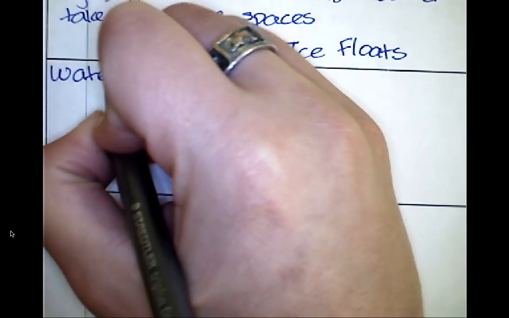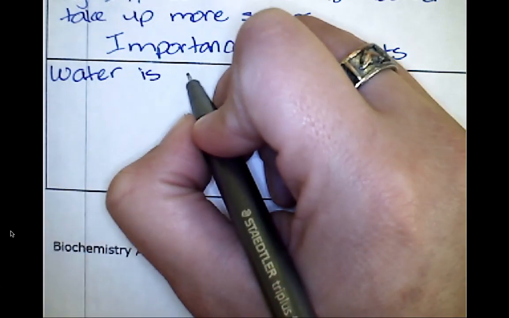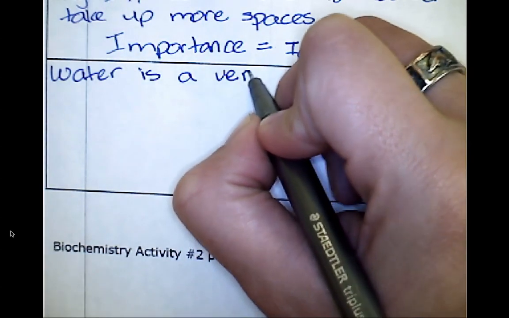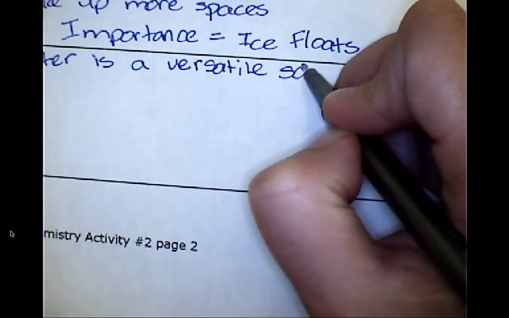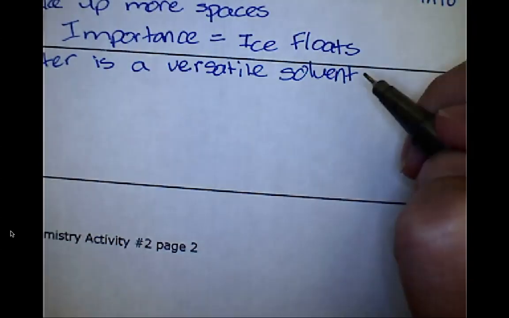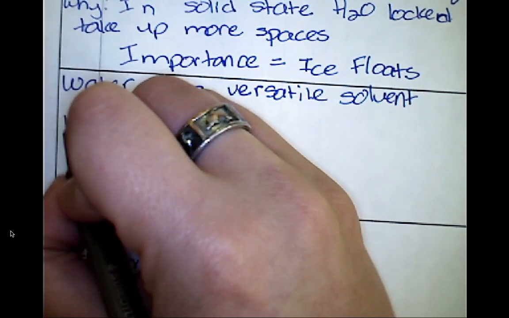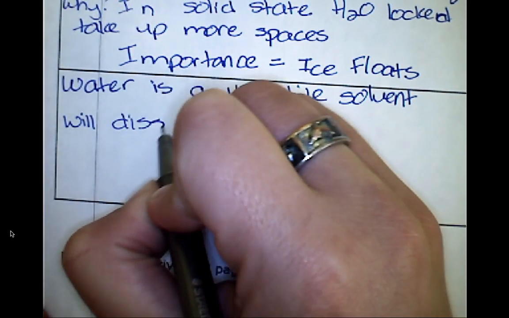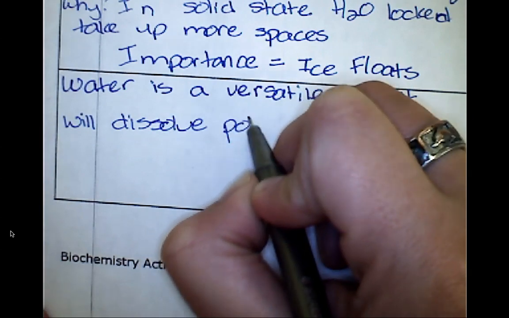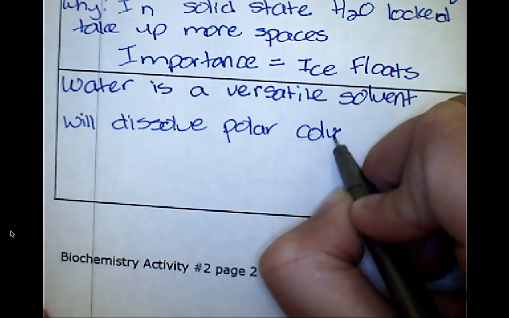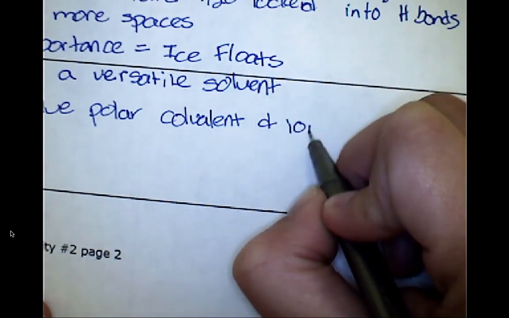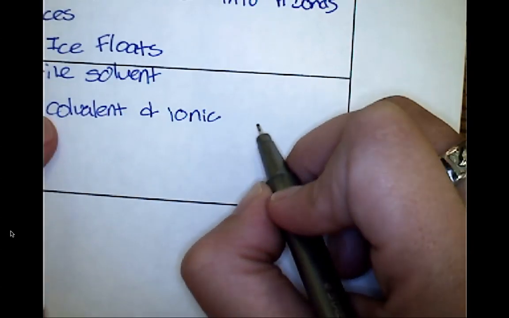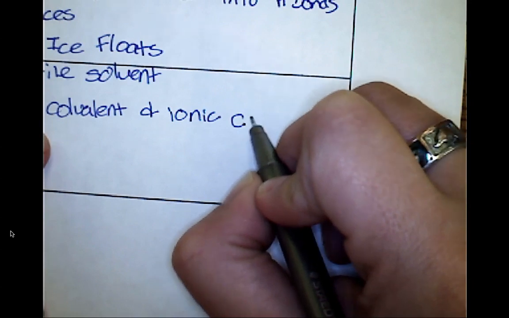And then the last one is that water is a versatile solvent. Sometimes in chemistry they say that it is the universal solvent. It dissolves a lot of things. There's only a few things it won't dissolve, okay? Because it will dissolve polar covalent molecules, which there are a lot of, and ionic compounds. The only thing it won't dissolve is non-polar covalent compounds.